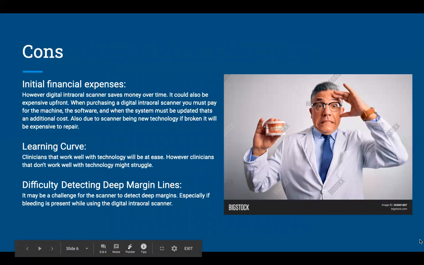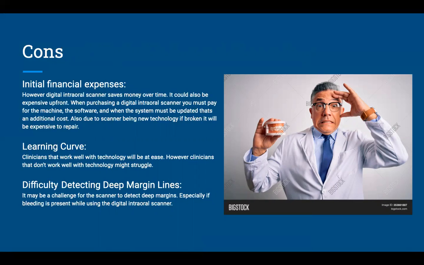Okay, moving on. We're going to talk about the disadvantages of digital intraoral scanning. One of the first cons that we can think of is the initial financial expense. The upfront costs can range from $15,000 to $50,000. That is a big chunk of money that smaller dental offices would usually have trouble with, because they are trying to figure out, is it worth it?